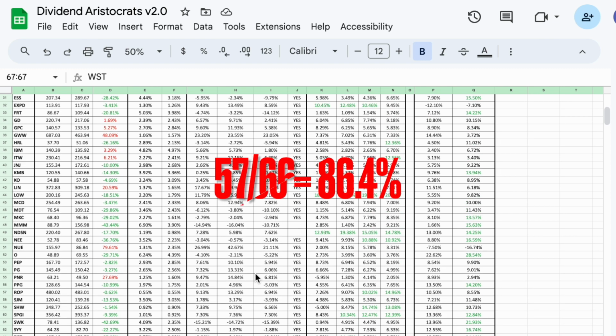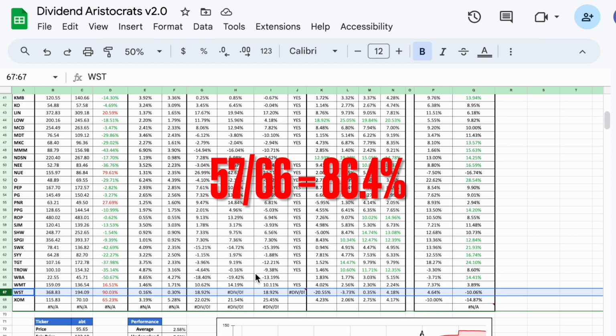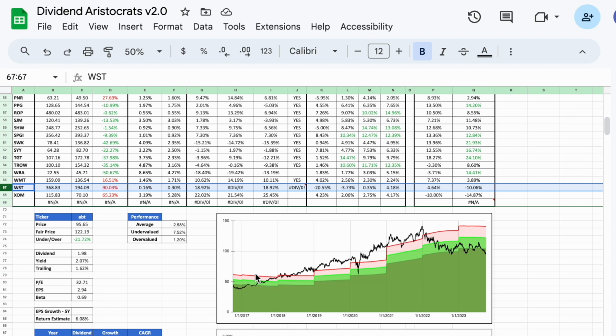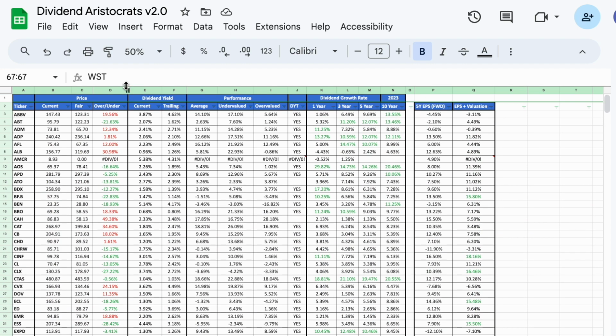If we divide 57 by 66, we get a success rate of 86.4%. If I were to exclude the 2 aristocrats that I couldn't measure, the success rate would improve by a few percent. But honestly, I feel like 86% is good enough for me. Let me tell you what the results were for each dividend aristocrat in alphabetical order.